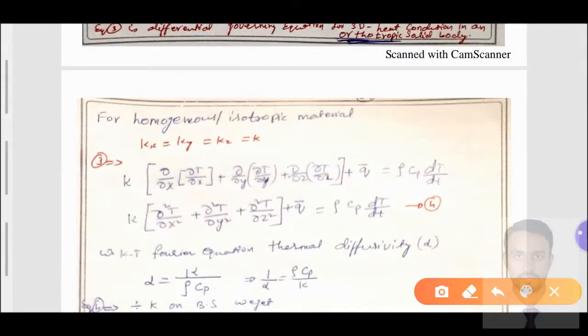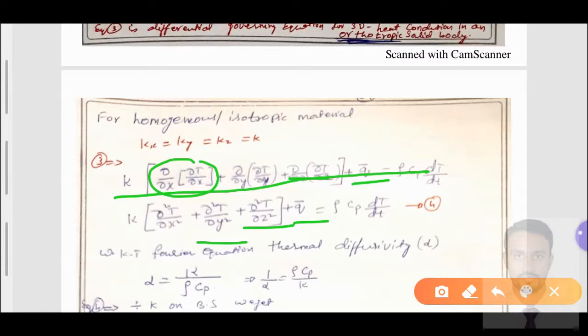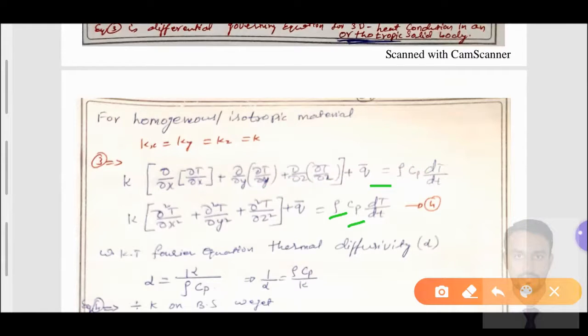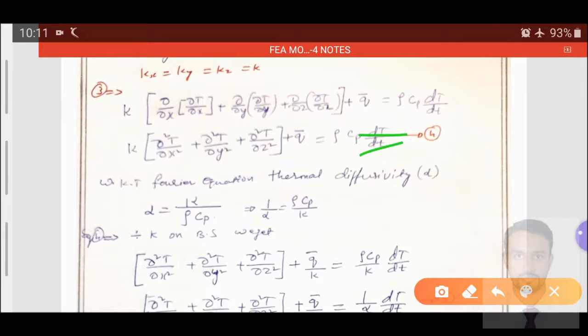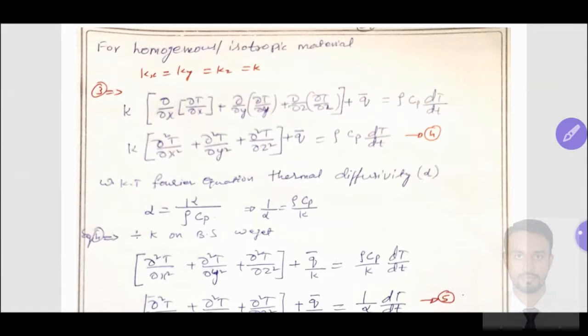This equation is satisfied for the isotropic body, and then I will differentiate, this value becomes dou square T by dou x square, dou square T by dou y square, dou square T by dou z square, plus q bar equals to rho cp dT by dt. Call it equation number 4.